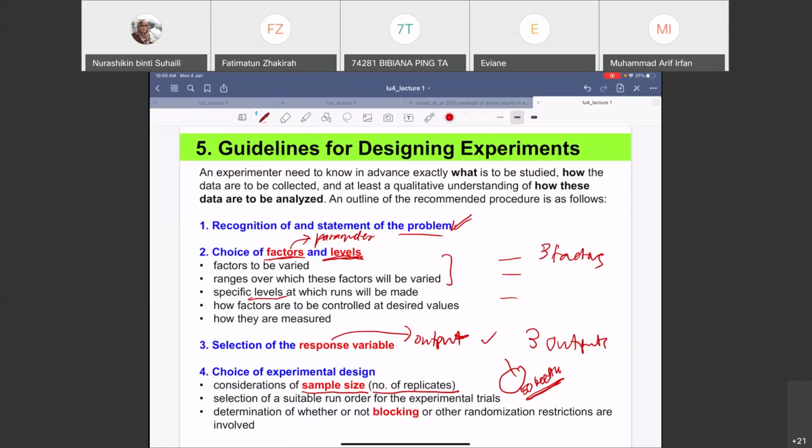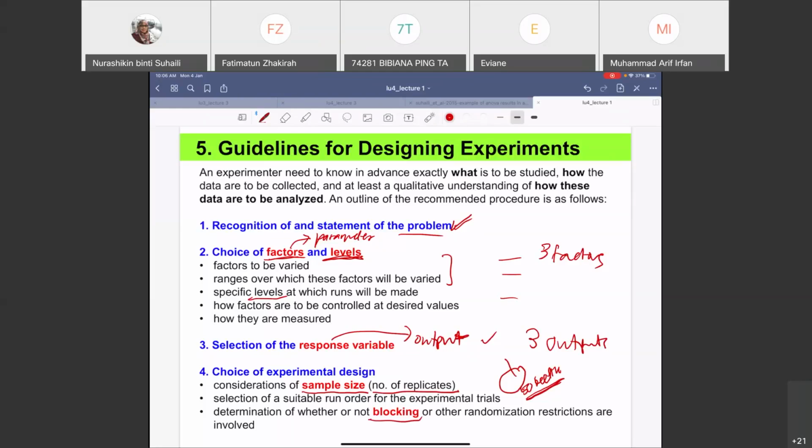Selection of suitable run order for the experimental trials. Okay. Determination of whether or not blocking or randomization restriction are involved. Okay. So blocking ni, you nak set macam mana? You nak put the classes within the factor, and randomization, how you're going to do the randomization.